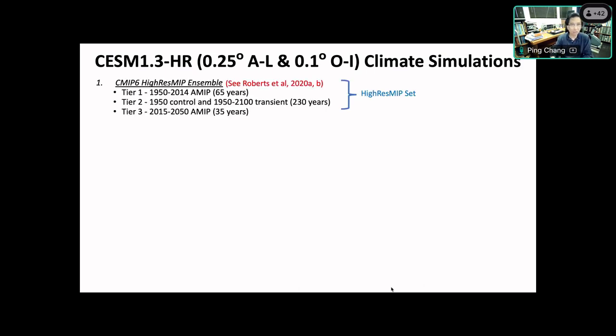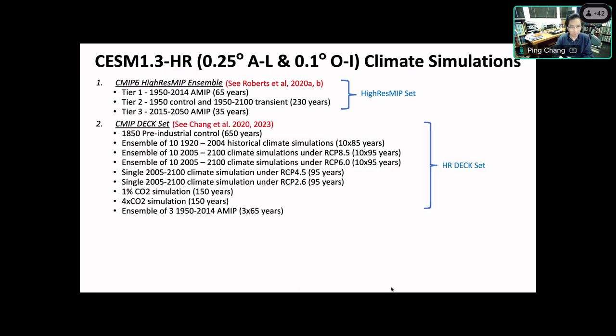So I'm just going to give you an update on the runs we have done so far. This is the first set we did, which is a contribution to the HighResMIP phase 1 project. We call it the high resolution MIP set. And then this is the big set, the second set, the CMIP-style DECK set. It consists of several simulations. The first is a pre-industrial control simulation at 1850, and we ran the model for 650 years.